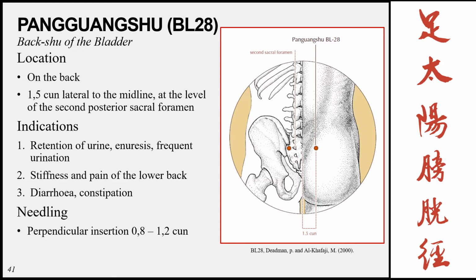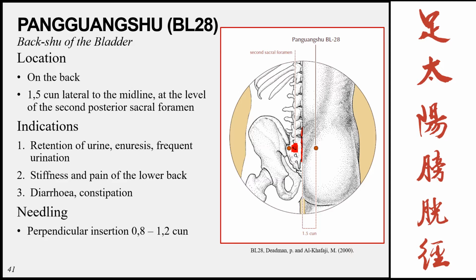The next point is PANGGUANGSHU, bladder 28. This is the back shu of the bladder. Its location is on the lower back, 1.5 tsun lateral to the midline at the level of the second posterior sacral foramen. So that is located over here. And we're going 1.5 tsun lateral to the midline over here.